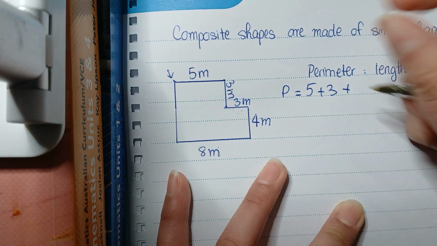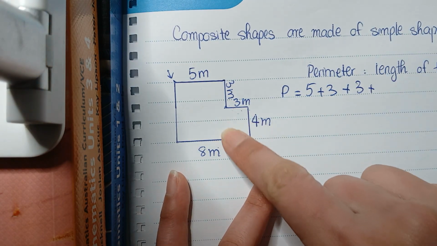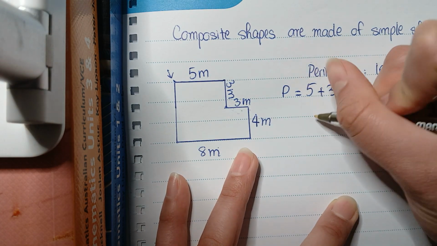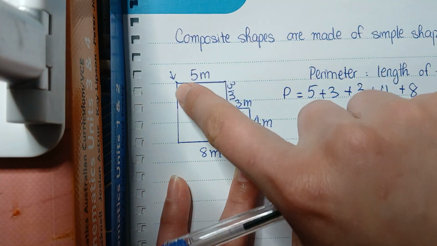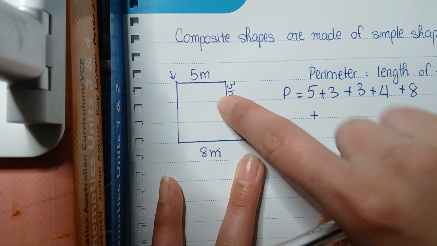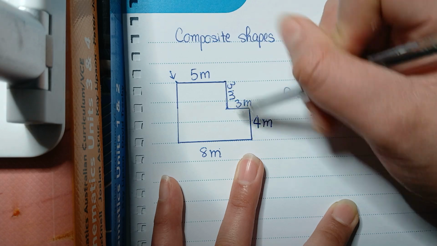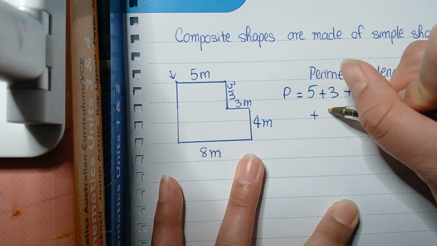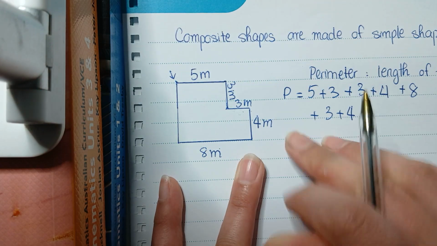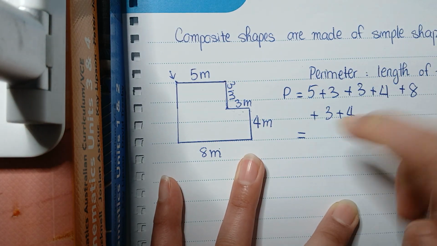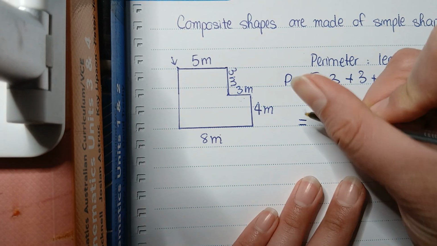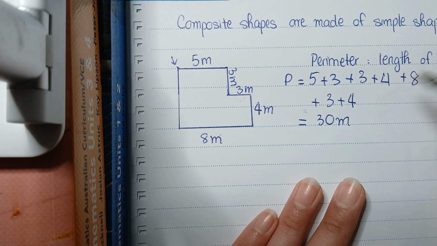So 5 plus 3 plus 3 plus 4 plus 8. And then plus this whole length here, which will be equal to 3 plus 4. Do you see this length? This length and this length added together give me this length. It's going to be 3 plus 4. And then I end up at my starting point, so I stop. So can you please tell me what the answer is going to be? Okay, so the answer is 30 meters.